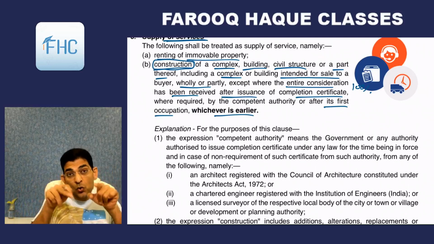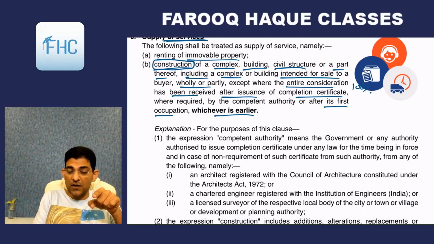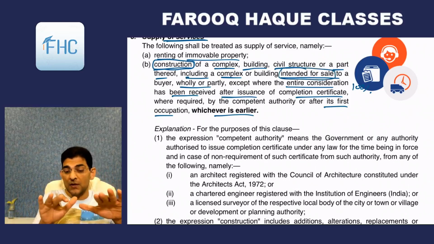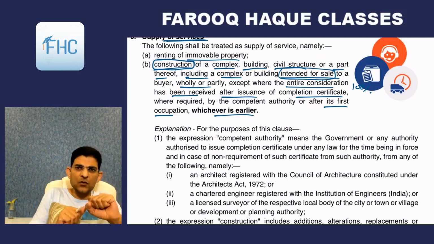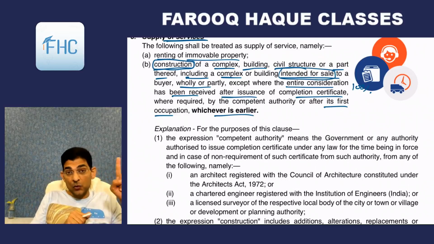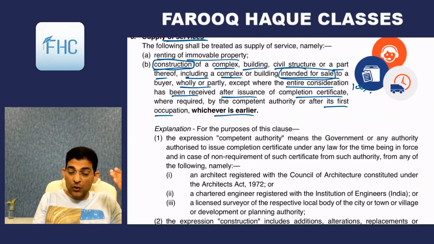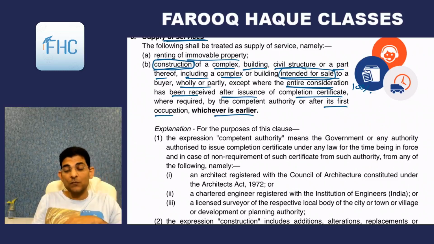Then it says including a complex or building intended for sale. So this is the second point. So there are 2 points in this. First is simple construction of building, complex, etc. That is always taxable. Second is including complex or building intended for sale. So though we have intended it for sale to a buyer wholly or partly, except where entire consideration has been received after issuance of completion certificate. So this is the exception.